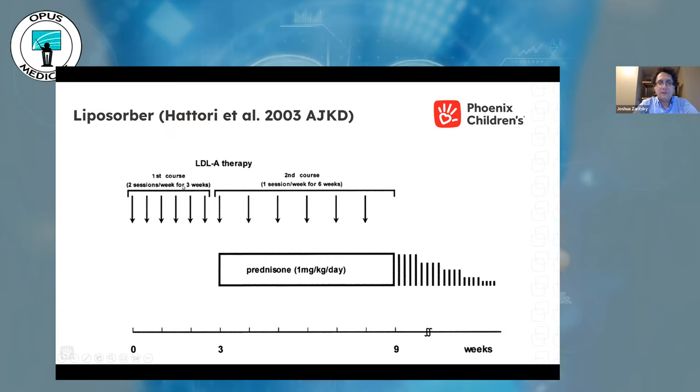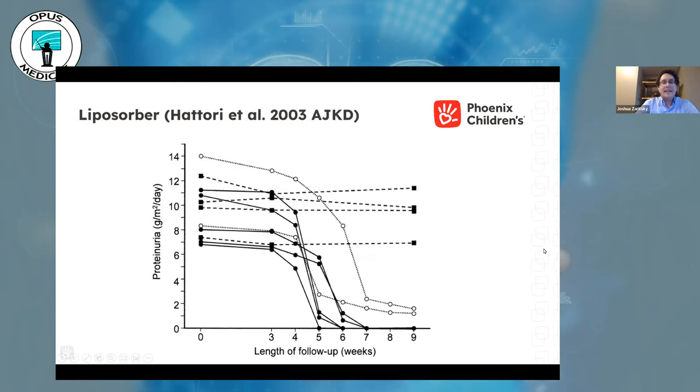They all agreed in Japan to use this course of lipid apheresis, where basically there was an induction phase of 2 sessions a week for 3 weeks, and then a second course of 1 session a week for 6 weeks. And you'll note they reintroduced prednisone. So 12 treatments over 9 weeks. And then they slowly weaned the steroids.